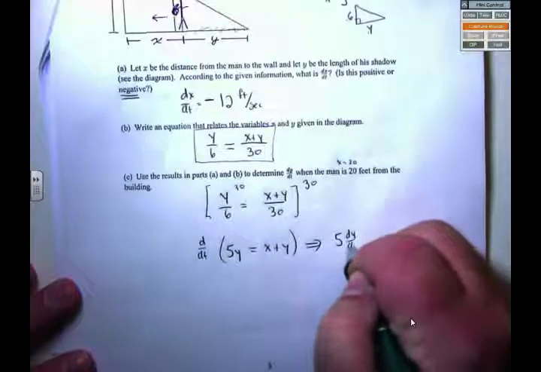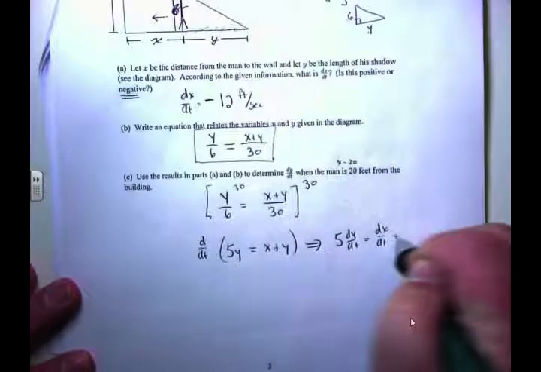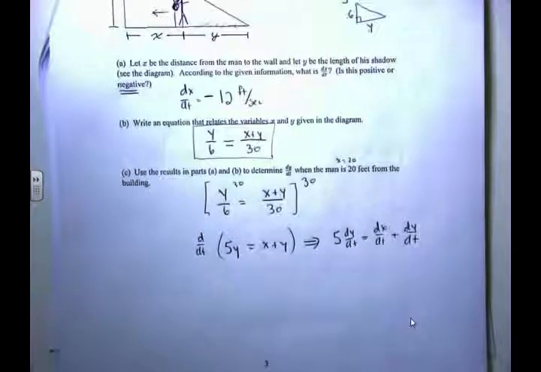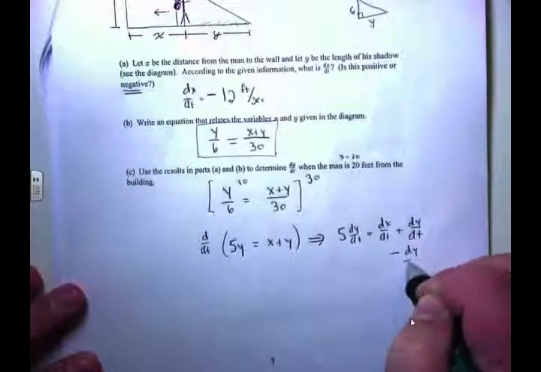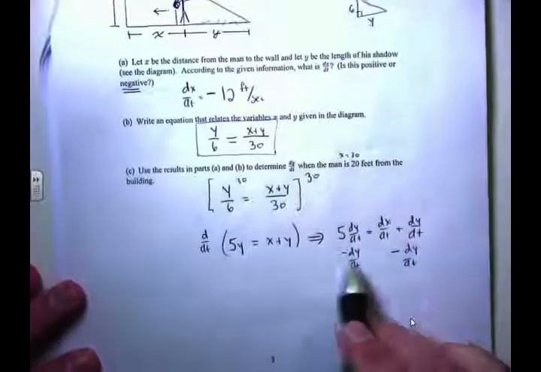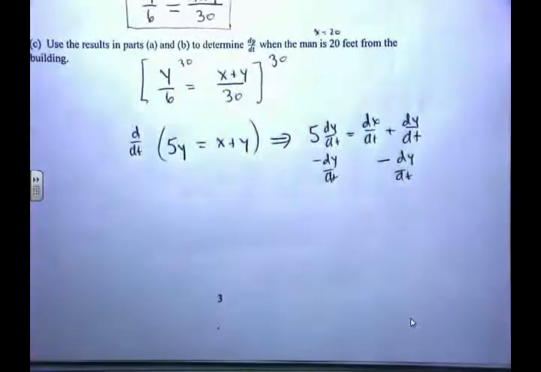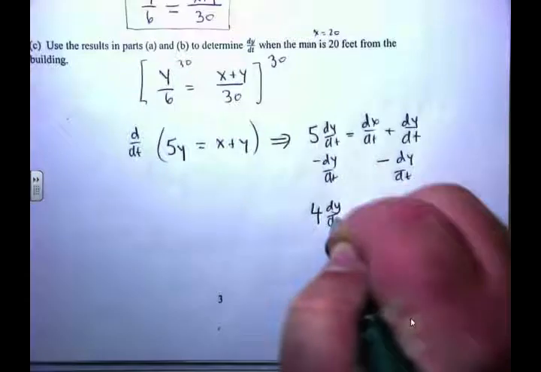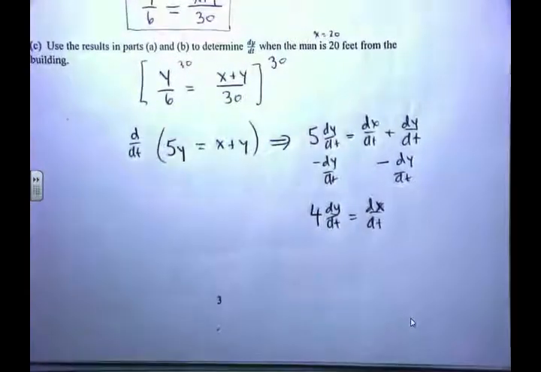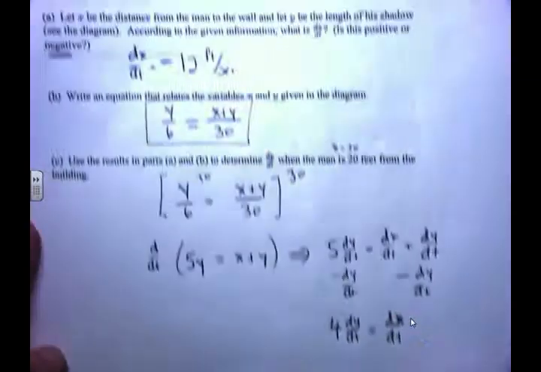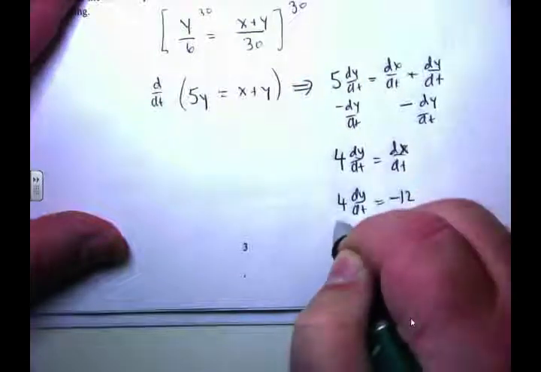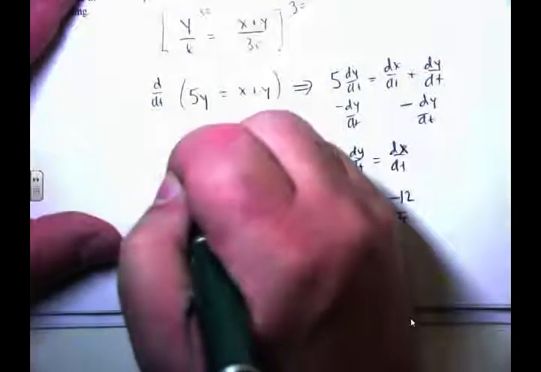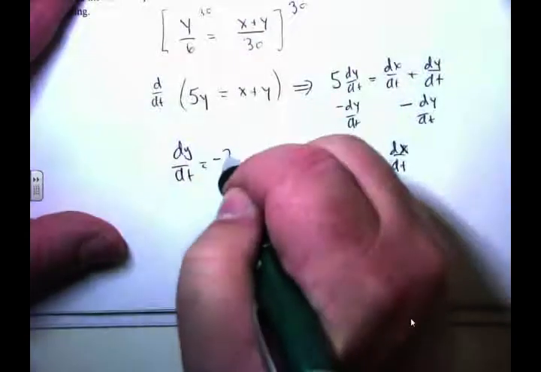So this would be 5 dy dt equals the derivative of x, which is dx dt, plus the derivative of y, which is dy dt. Does that make sense? What are you trying to solve for in this problem? Find what? Dy dt, which is the rate of change of the shadow. So I'm going to combine like terms. I'm going to subtract dy dt from both sides. This is 1 dy dt. What is 5 dy dt minus 1 dy dt? 4 dy dt equals dx dt. But what was dx dt equal to? You had to get that part right so you know what to plug in. It's negative 12. So 4 dy dt is equal to negative 12. And then I'm going to divide by 4 on both sides. And that gives me dy dt equals negative 12 divided by 4, which is negative 3.